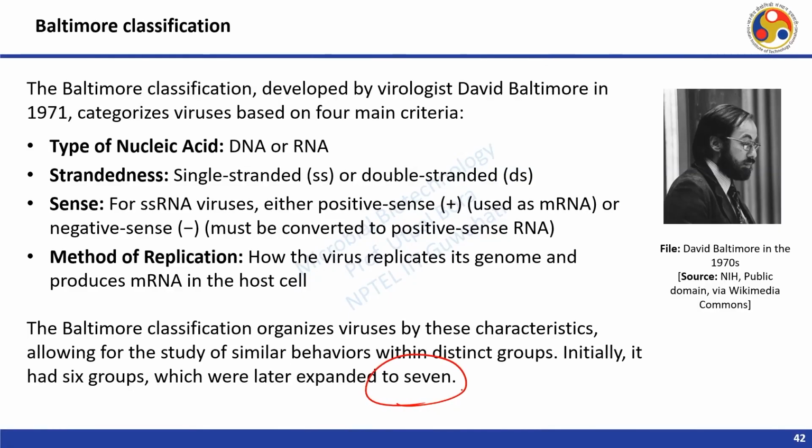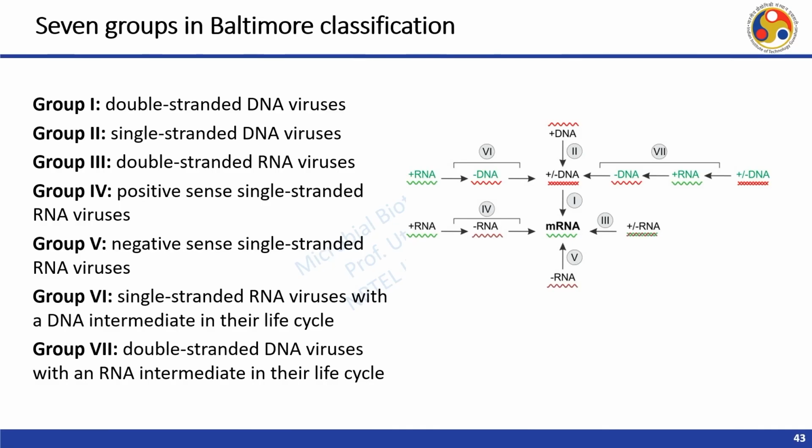The Baltimore classification organizes viruses by these characteristics, allowing for the study of similar behaviors within distinct groups. Initially, it had 6 groups, which were later expanded to 7. We will look into these 7 Baltimore classes or BC. So, these are divided into group 1 to group 7.